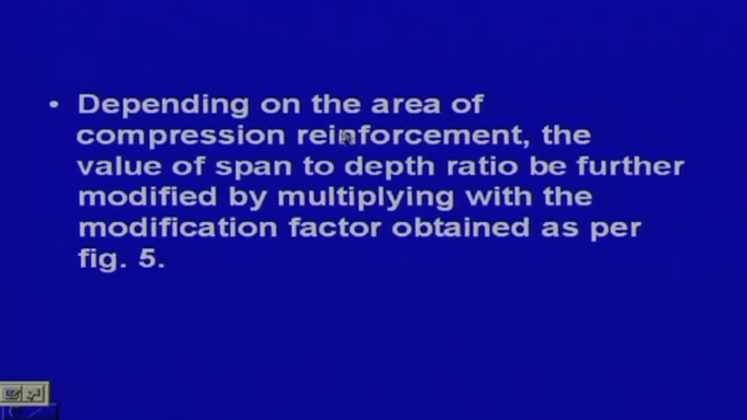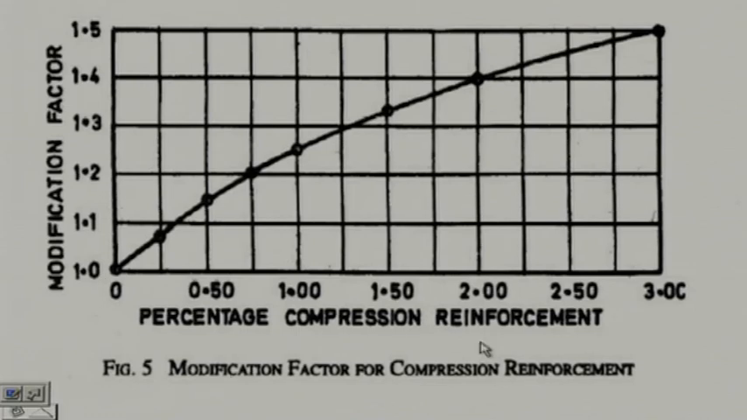Depending on the area of compression reinforcement, the value of span to depth ratio be further modified by multiplying with the modification factor obtained as per figure 5. There is one more figure in IS 456, from there we can get another modification. So this is depending on the compression reinforcement. The first one, figure 4, is on the tensile reinforcement, and the other one is on the basis of the compression reinforcement. So our basic value will be modified with the tension reinforcement, and also on the basis of compression reinforcement.